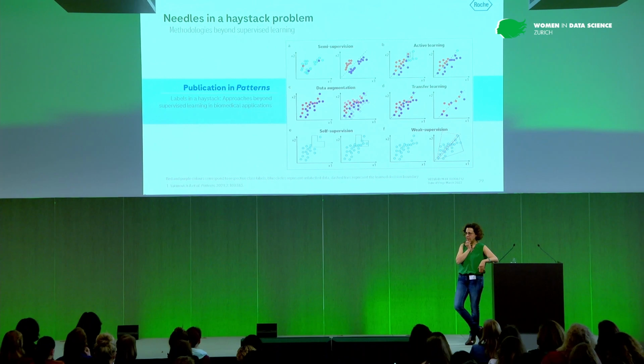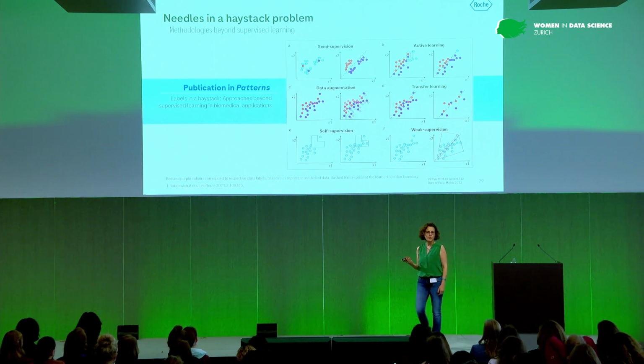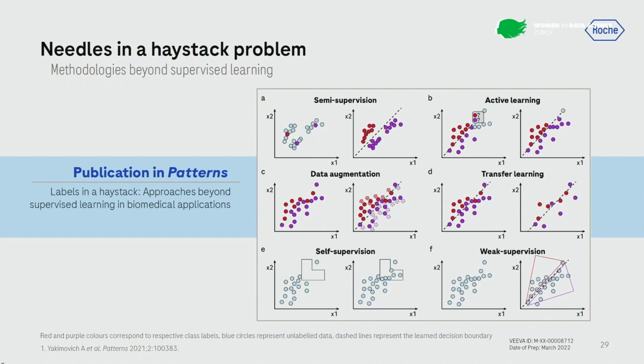And we recently published a paper that summarizes the methodologies that go beyond supervised learning to address this needle in a haystack problem, such as semi-supervision, active learning, which I talked to you about, data augmentation, which I also talked a little bit about, transfer learning, self-supervision, and weak supervision. So we tried to summarize all of these in a publication recently, focusing a lot on the biomedical side of why we need some of these methodologies.